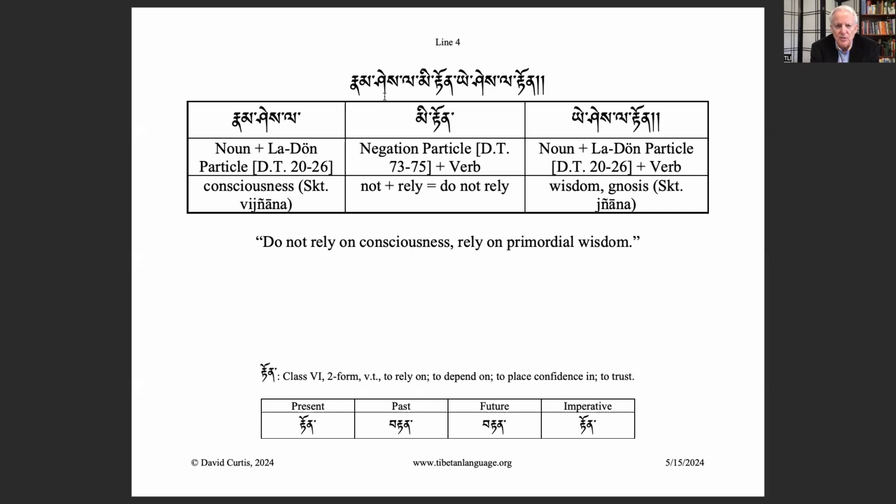Now to read it. Nam She La Mi Tun Ye She La Tun. All right. Nam She La Mi Tun Ye She La Tun. Let's look at that in the parsing boxes.